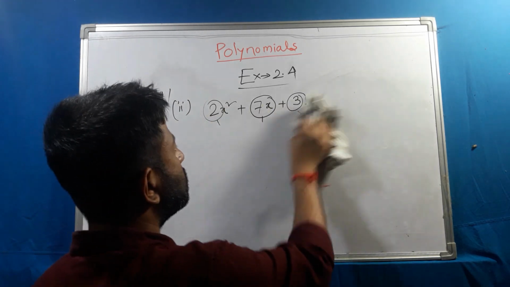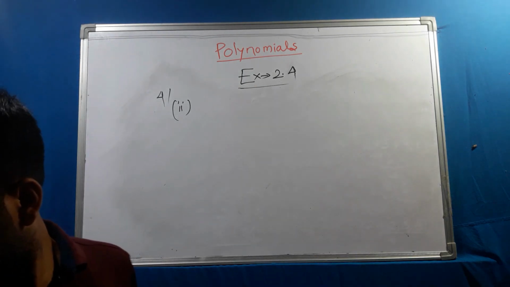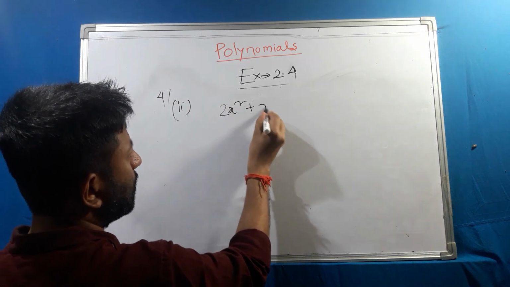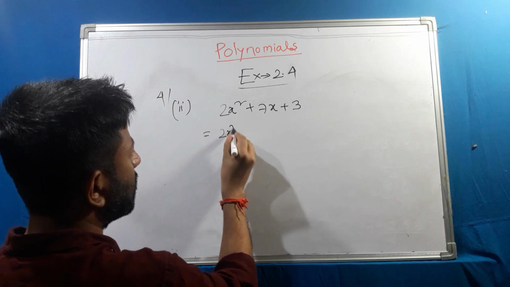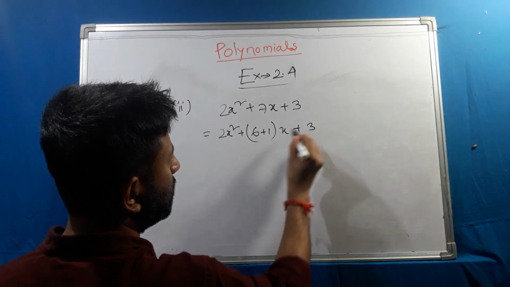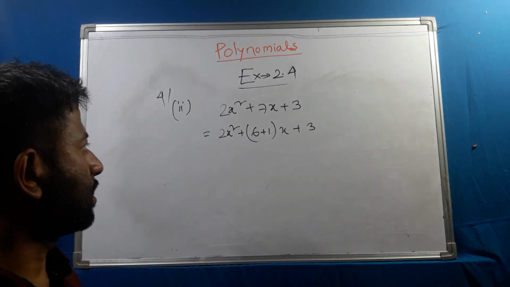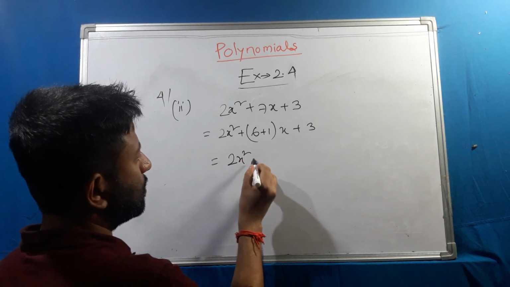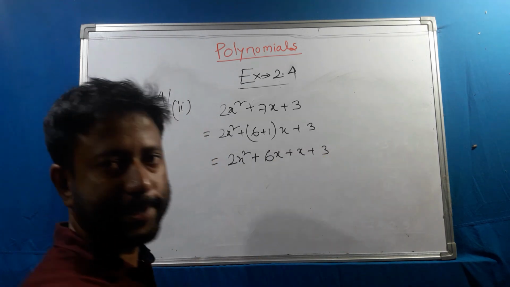अब मैं ये जो एक्सप्रेशन है उसको मैं दोबारा लिख रहा हूँ. 2x² प्लस 7x प्लस 3. तो इसको मैं ऐसे लिख सकता हूँ 2x² प्लस 6 प्लस 1 इंटू x प्लस 3. तो मैंने कुछ एक्स्ट्रा भी नहीं लिखा, कुछ कम भी नहीं लिखा. So this term should become 2x² plus 6x plus x plus 3.